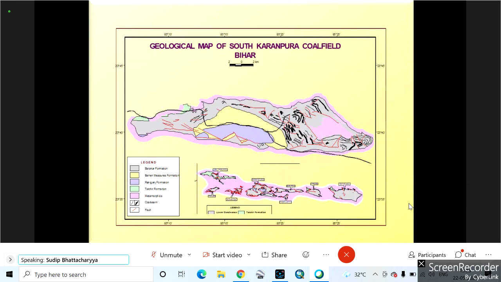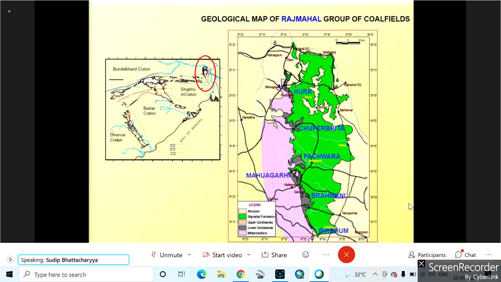South Karanpura is exactly the same. The depocenters are different, and this is the effect of the cross faults, and most of these are primarily determined as thin sedimentary faults. That's why the basins are subsiding, that's why the coals are forming, that's why the coals are preserved, and we are getting this type of depositional pattern.